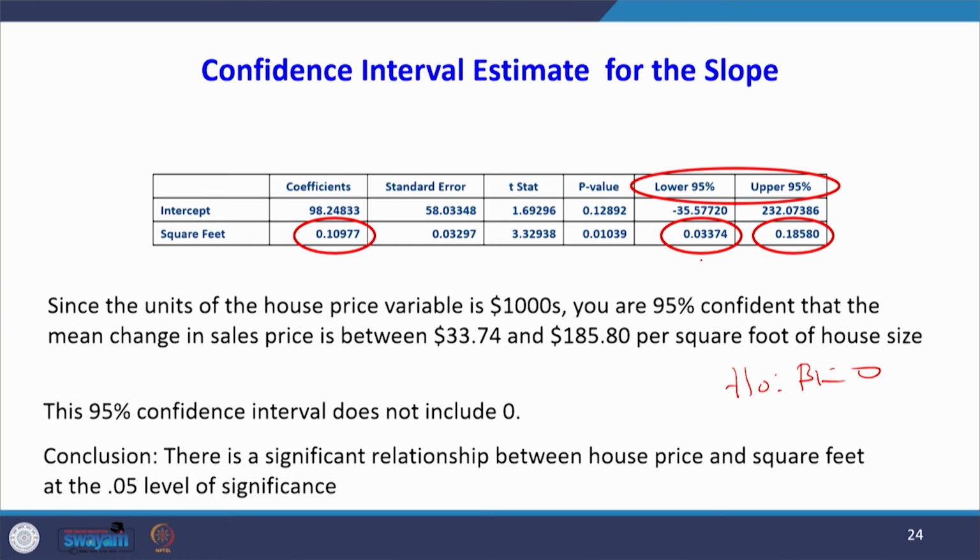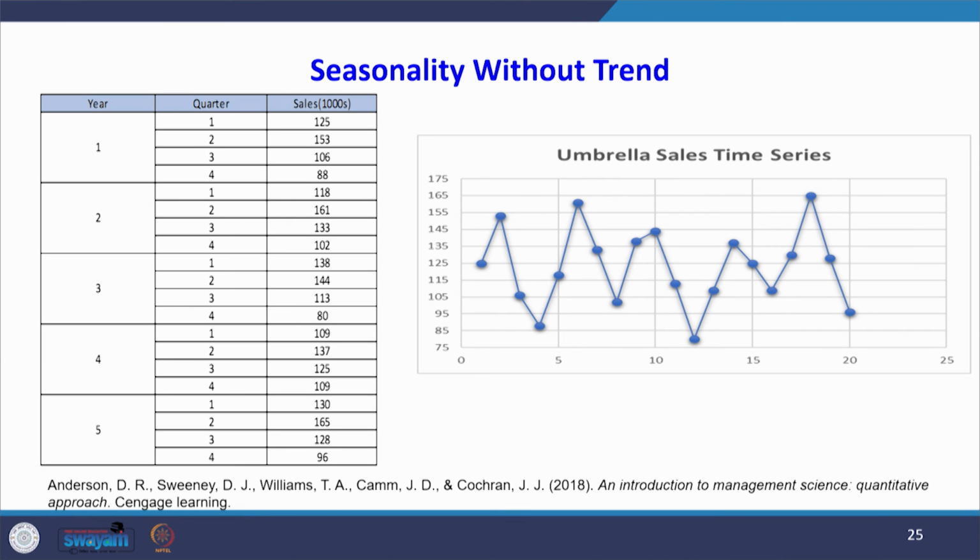So, you see that here the lower limit is 0.03, the upper limit is 0.180, and in that we are not able to capture 0. So, there is no chance that beta 1 will be equal to 0; beta 1 will be not equal to 0. So, we are rejecting our null hypothesis. So, what we are concluding is there is a significant relationship between house price and the square feet at the 5% level of significance.